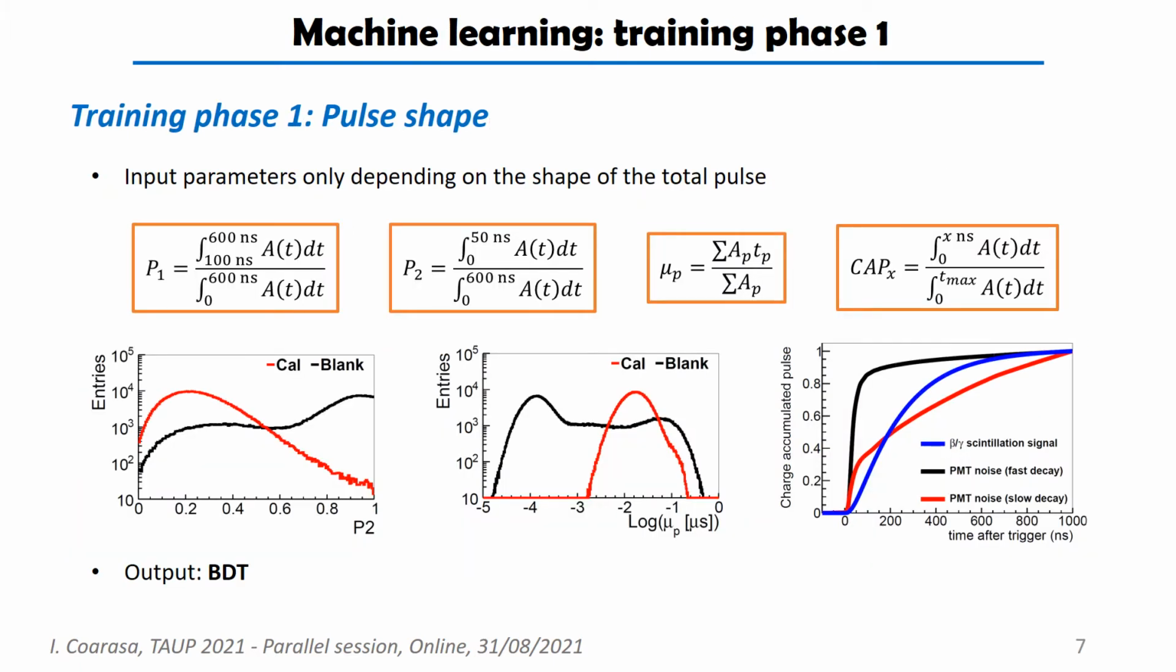In particular, different variables related to charge and time of the total pulse are used as training variables in the first phase. P1 and P2 represent the fraction of area of the tail and head of the pulse respectively. CAPX is the integral of the cumulative distribution of the total pulse up to x nanoseconds, and mu is the amplitude-weighted mean time of the individual photoelectrons' arrival times in the digitized window. After training, the output of the algorithm is encoded in the variable VDT.